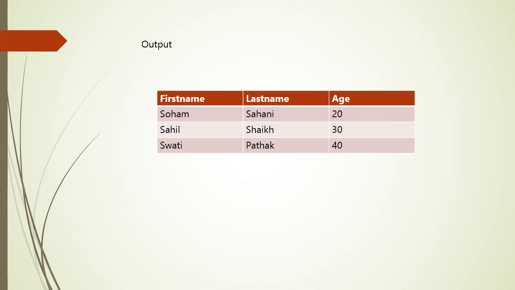In the table row, give the name of the person, last name, age. Do this for 3 people. Close the table tag, close the body tag and close the HTML tag. So the output of the above program will look this way. We have given cell padding and cell border.